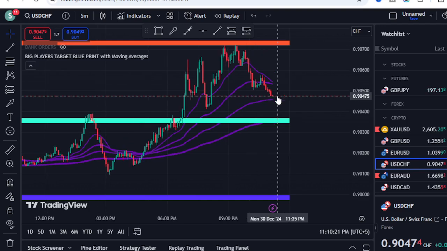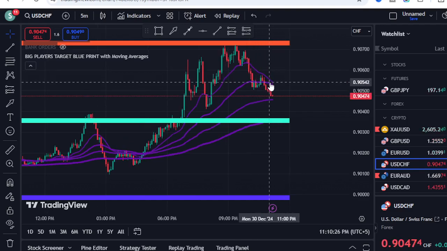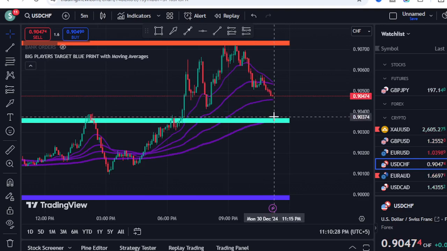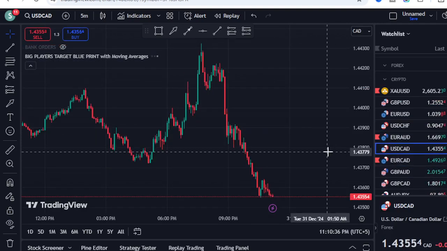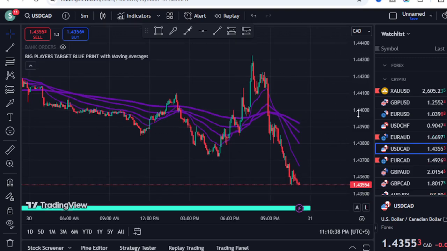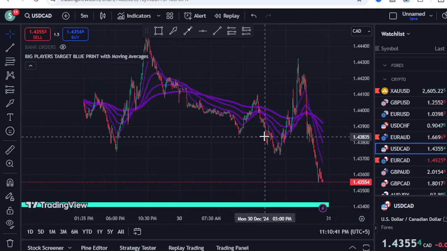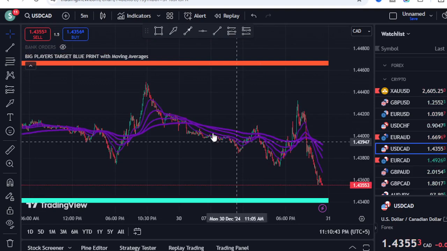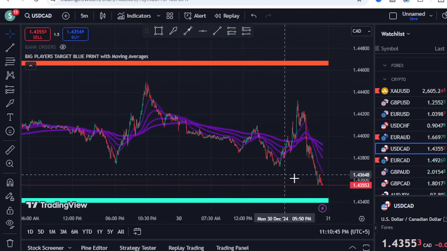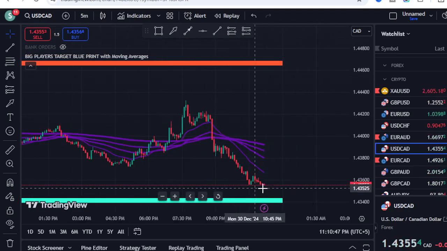Just look at USD/CHF. For example, if there is a bearish crossover, then we will first target the green level, and then on the retest we will target the blue level. But if the price again wants to go up, we will take a buy position. So this is how you can use this indicator. You can see here, even on USD/CAD, the bearish crossover, and then you can see the price is targeting towards the green level.